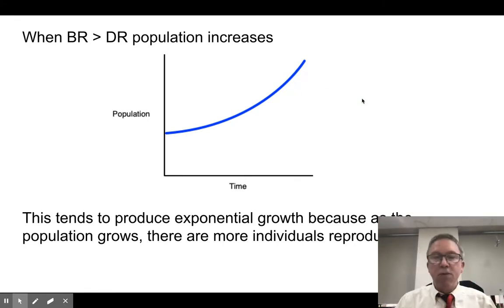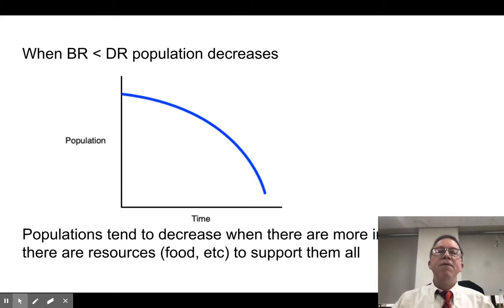Now, again, we're ignoring members moving in or out of the population. But if death rate exceeds birth rate, then we see the opposite. We see a downward curve because now with each passing year, let's say, there's fewer members to reproduce, and so that has a significant reduction in the number of individuals in the population.